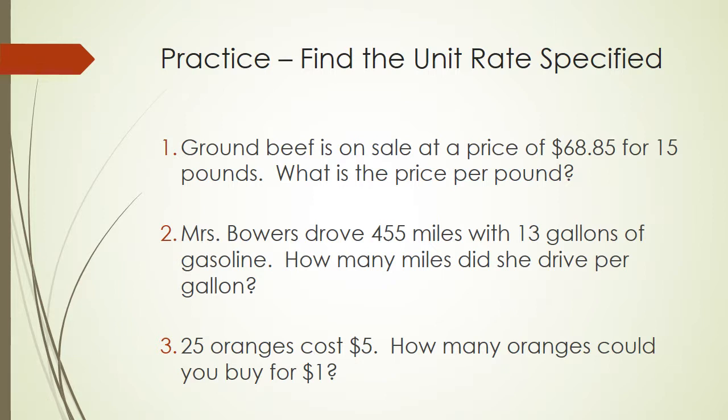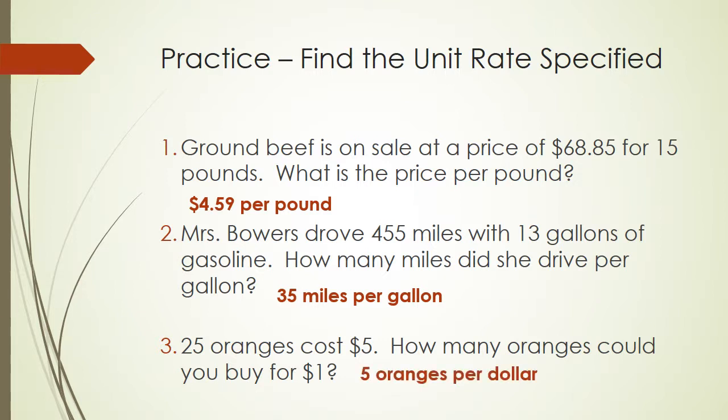Alright, so number one, ground beef. The price per pound would be $4.59. If Mrs. Bowers drove 455 miles on 13 gallons of gas, she drove 35 miles per gallon. And if 25 oranges cost $5, you could buy 5 oranges per $1. Okay, some simple examples of finding unit rates.